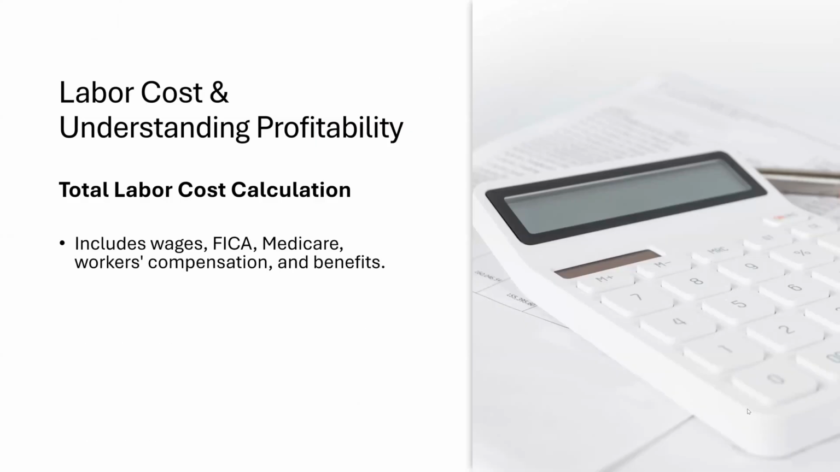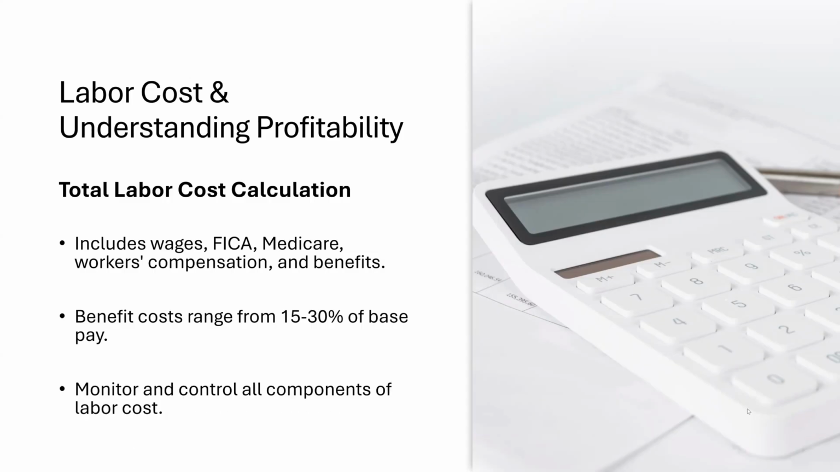If we're going to look at the total labor cost calculation, as we spoke about before, not only does that include wages, but it also includes any type of unemployment, Social Security that is deducted from your checks that employers have to match, Medicare, workers' comp, and other benefits. So we absolutely need to know what those costs are. Benefits costs typically range from 15 to 20% of base pay. So think about that when we're trying to get that labor cost down. And so we want to make sure that we're monitoring and controlling all components of the labor cost.